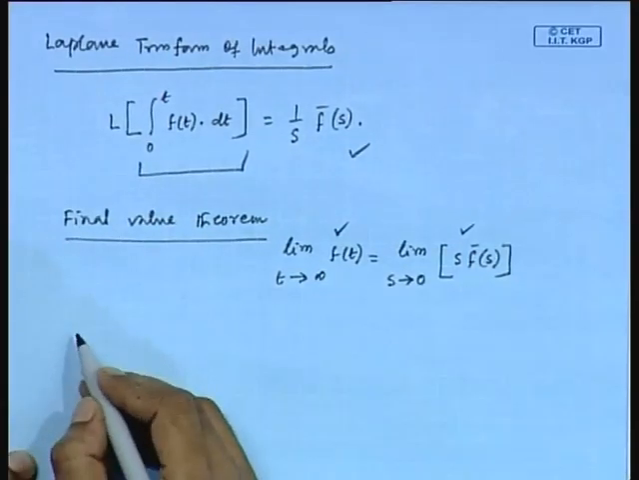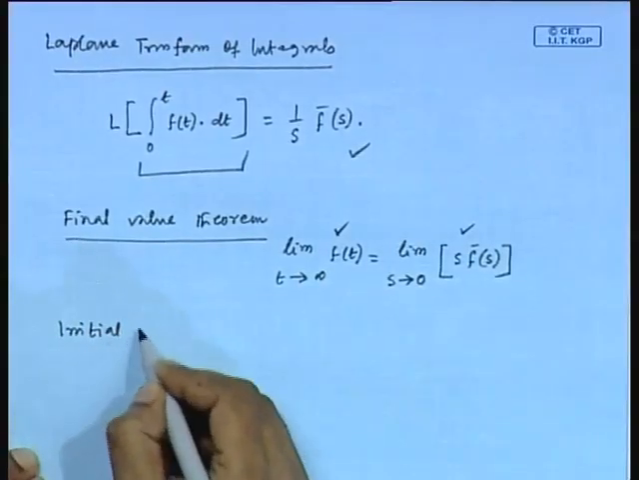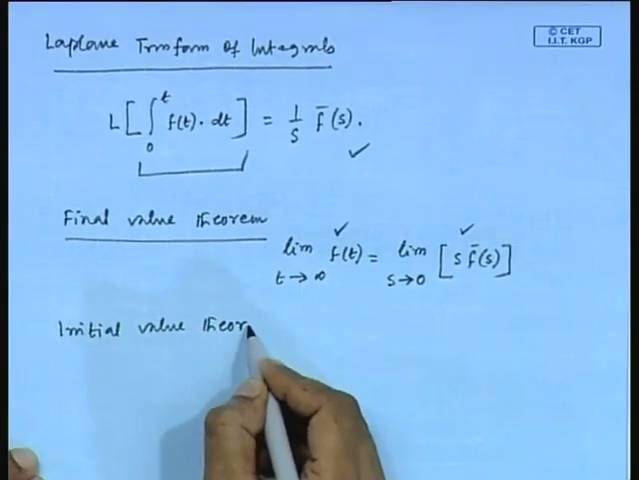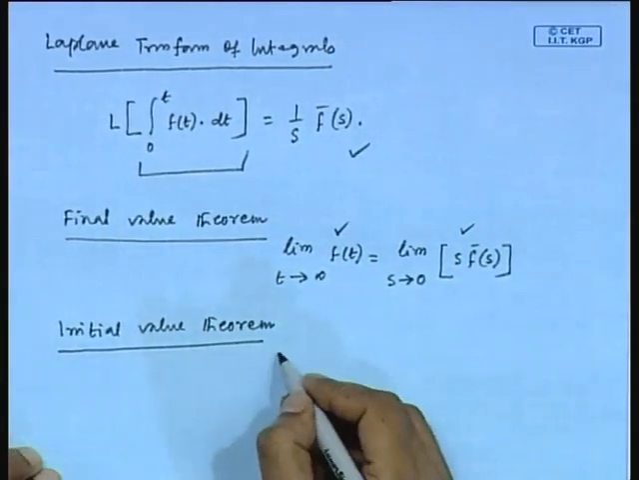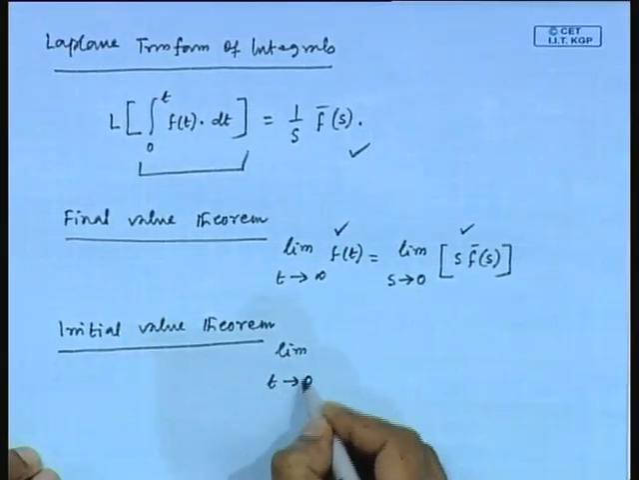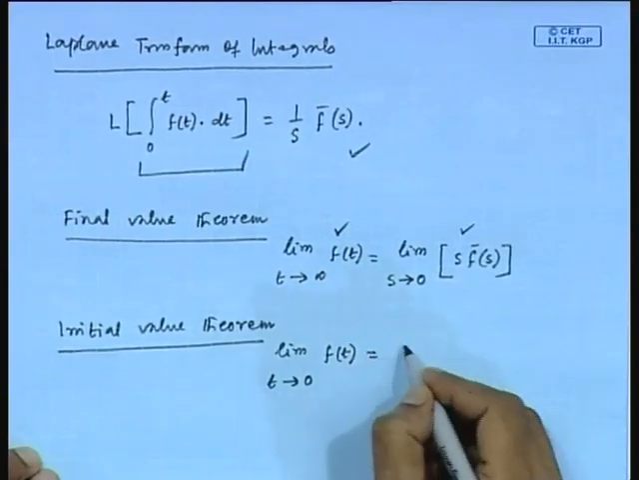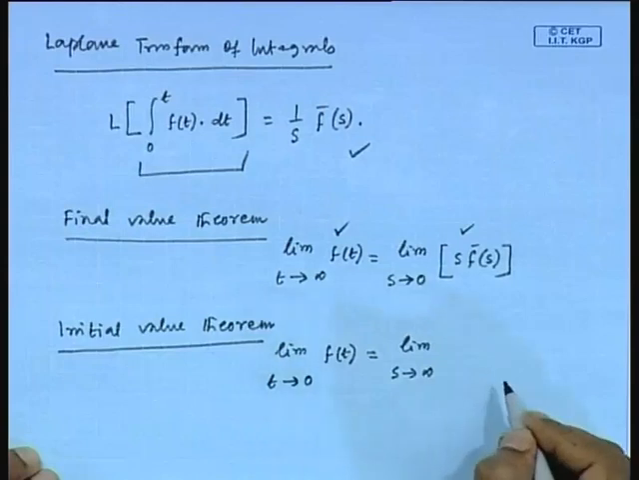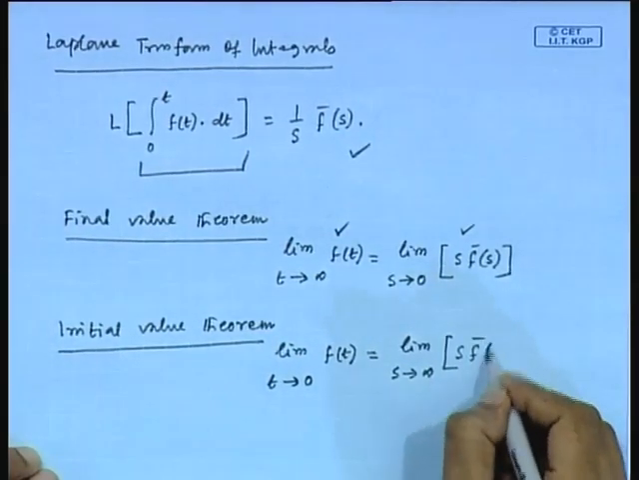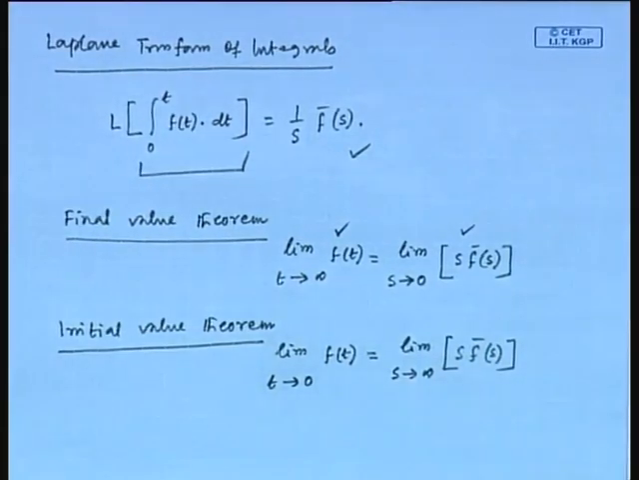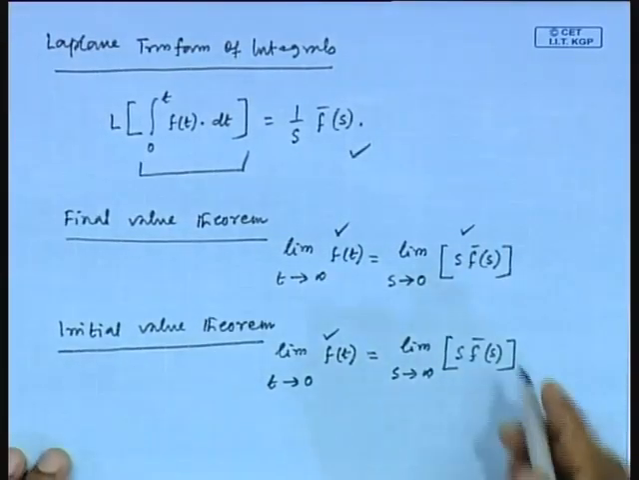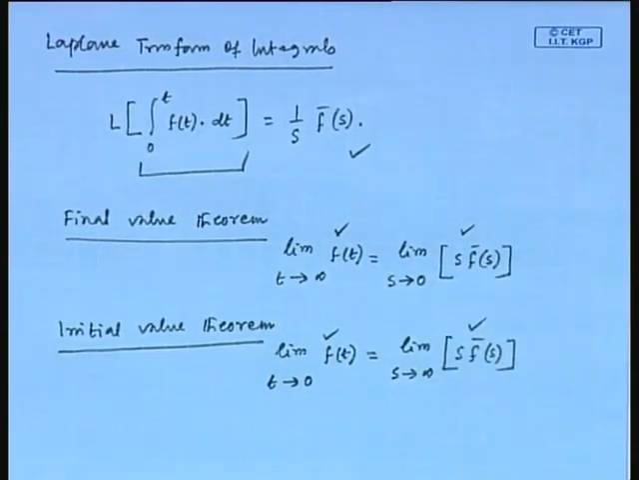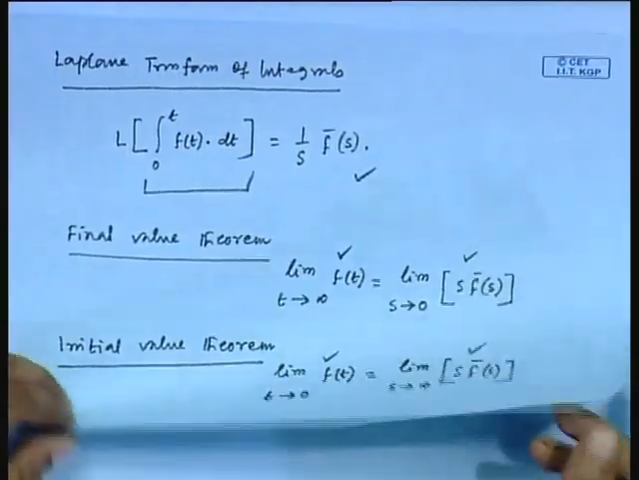Fine. Another one is the initial value theorem. Initial value theorem is: limit t tends to 0 f(t) equals limit s tends to infinity s f bar(s). This is the initial value theorem. Similarly, if the modeling equations are in time domain, we have to consider this. If they are in Laplace domain, we can consider the right hand formula. So, these are in brief about the Laplace transforms. Fine.